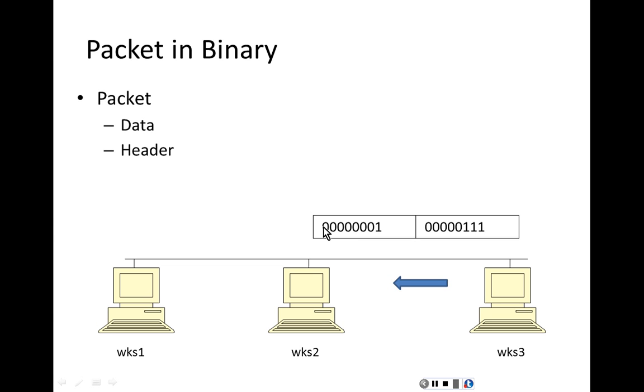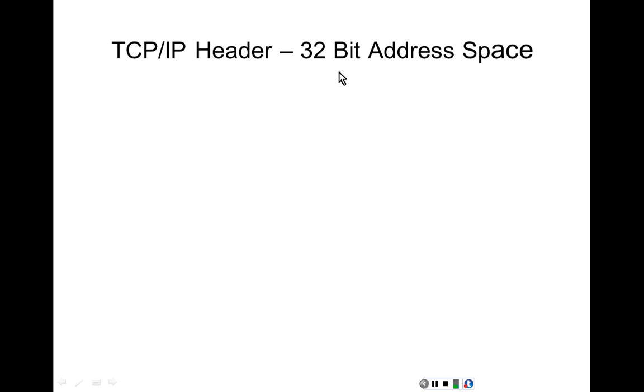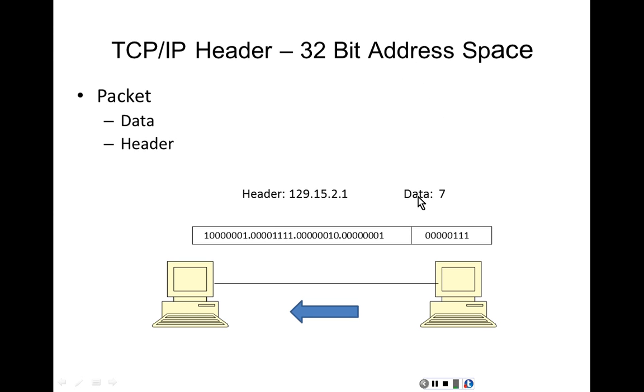Now, actually, the header is not just 8 bits. Actually, the header is 32 bits. The TCP/IP header has a 32-bit address space, meaning that if the packet's going to 129.15.2.1, to represent that number requires 32 bits. So TCP/IP is a 32-bit address space. So this shows a packet whereby the number 7, 5 zeros and 3 ones, is being sent to computer 129.15.2.1. TCP/IP has a 32-bit header.